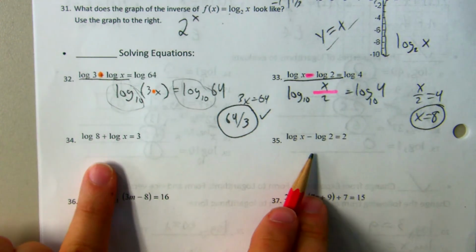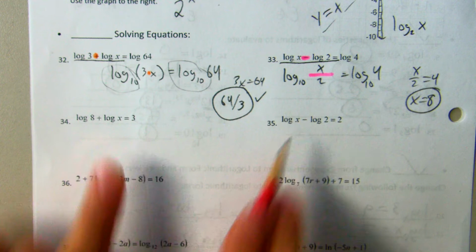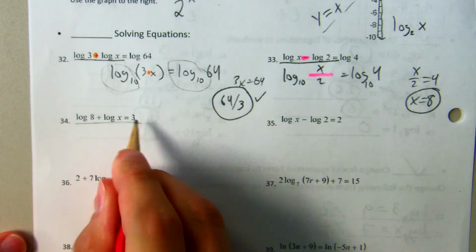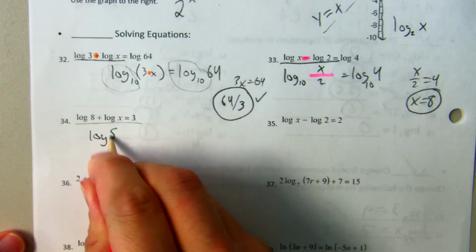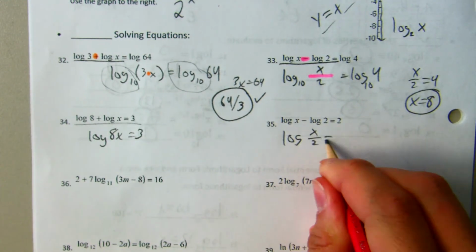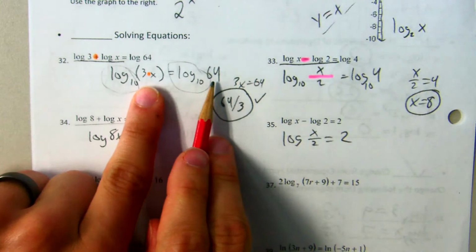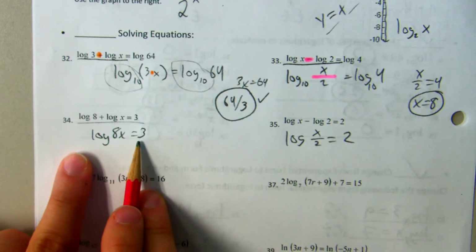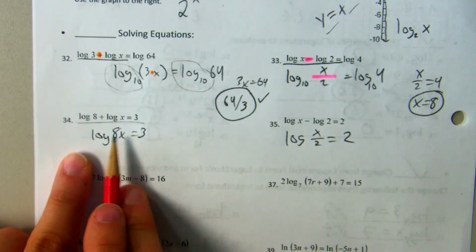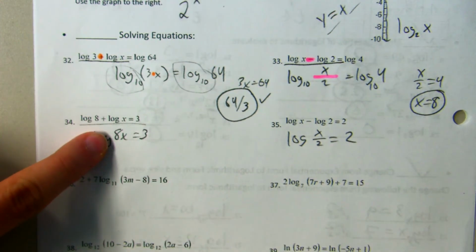Okay, so at first glance, these look kind of the same, but this one is going to be a little harder to solve at the end. You should still condense. These are different because you don't get to just set the arguments equal to each other. This right side doesn't have an argument. It doesn't even have a logarithm. You can't just say 8x equals 3, because then you're completely ignoring that the 8x was what you were taking the log of.